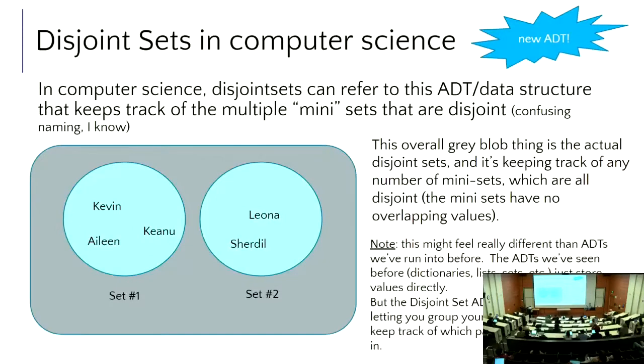So in computer science, this disjoint set is the collection of these sets. What we've got is a set here of unique values. It has some type of an identifier. We're calling this set 1, and that is separate from this grouping, which is called set 2. And this gray box around all of them, that's the disjoint set.